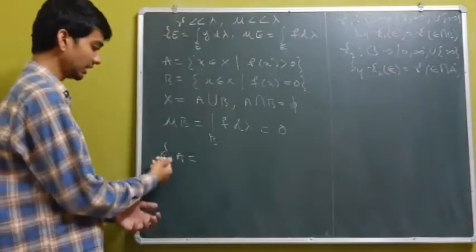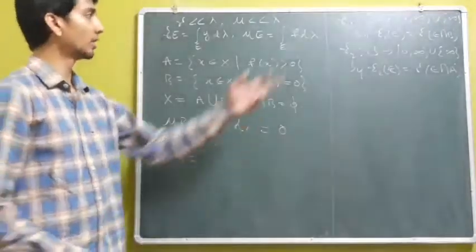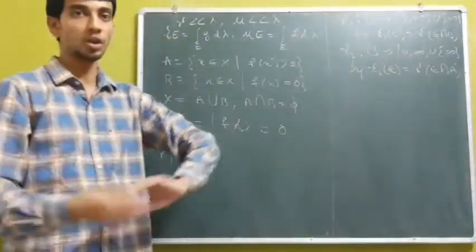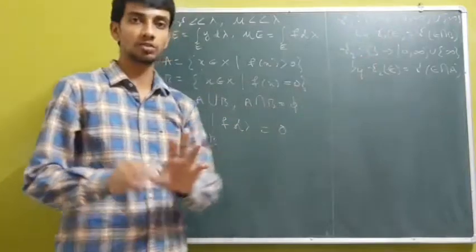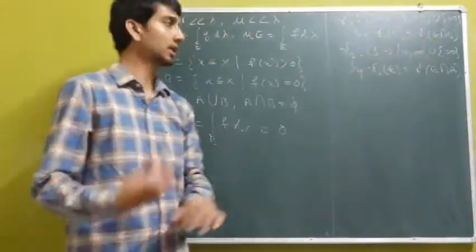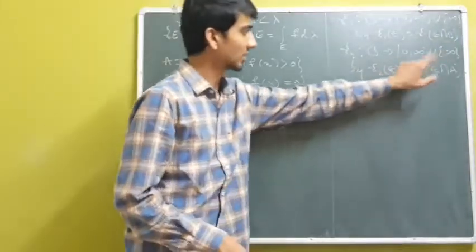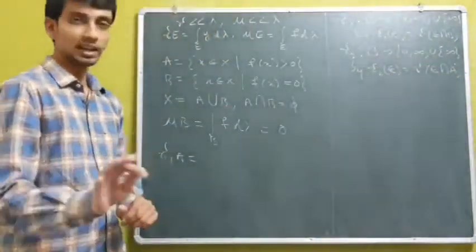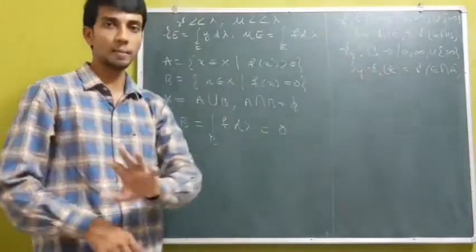So having to see gamma 1 of A, I need to have two measures, gamma 1 and gamma 2, which is a mapping from the collection to [0, infinity]. So gamma 1 of E is gamma of E intersection B, and gamma 2 of E is gamma of E intersection A. Clearly both gamma 1 and gamma 2 are measures.